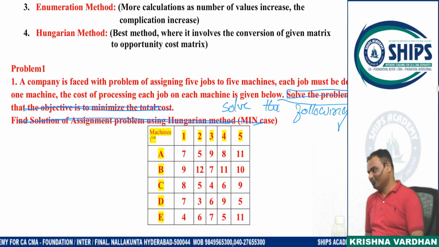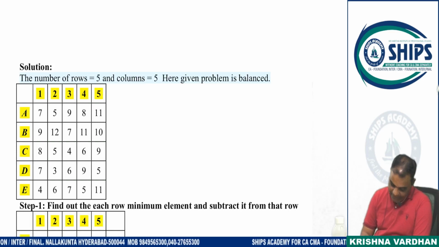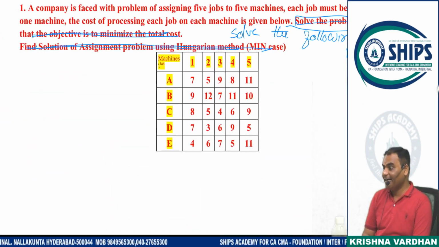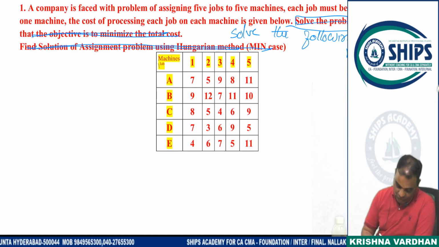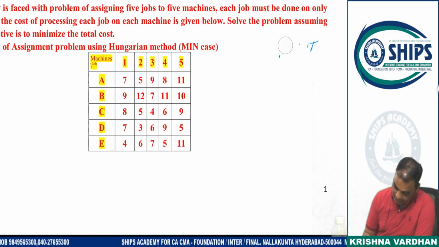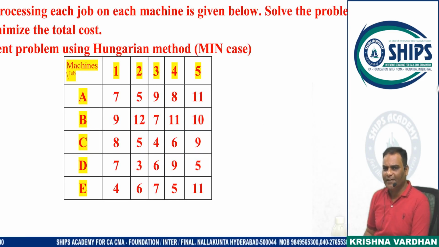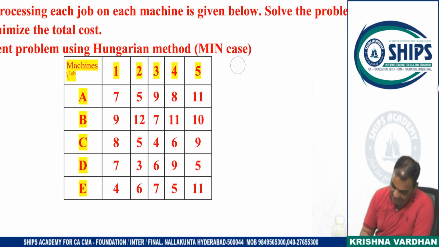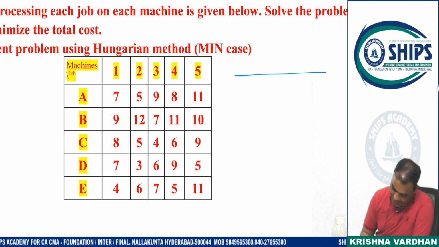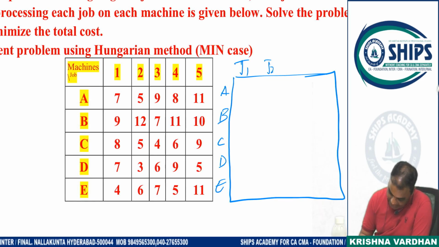Step number 2, we call it row minimization or row iteration. What does it mean, row minimization or row iteration? See, I need to draw one more matrix. A, B, C, D, E, J1, J2, J3, J4, J5.